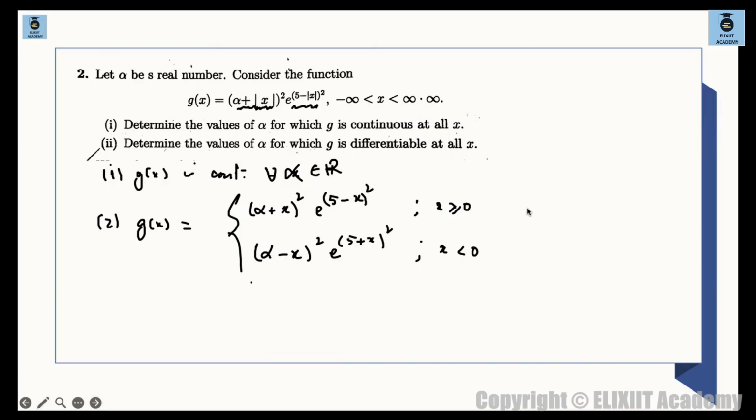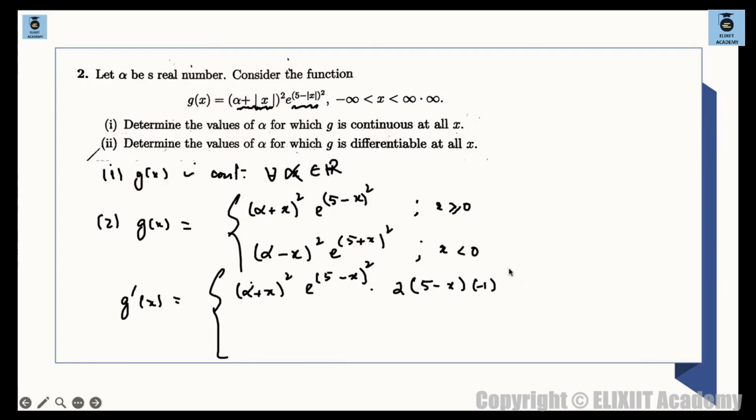So next what we can do is differentiate this branch wise. So g dash of x will be, if you differentiate this, alpha plus x whole square into e raised to the power of 5 minus x whole square, and then into differentiation of this, so 2 into 5 minus x, and then into minus 1. Okay?